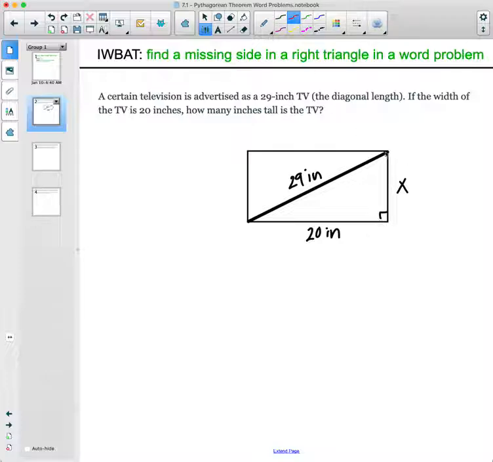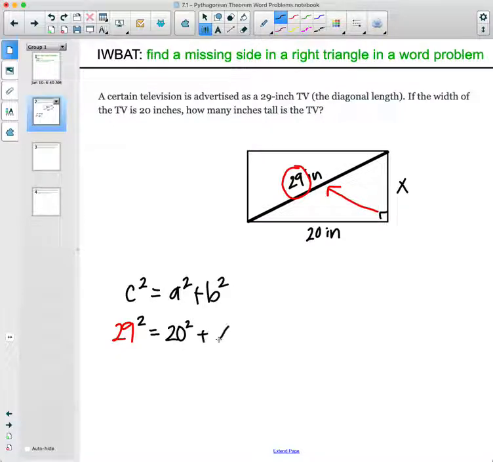So we've got a right triangle, so we are going to be using c squared equals a squared plus b squared, the Pythagorean theorem. Remembering that the c value is super important, across from the 90-degree angle is our c value. So 29 is going to go in for c. We have 29 squared equals, then the other two legs go in for a and b. It doesn't matter the order: 20 squared plus x squared. 29 times 29 is 841. 20 times 20 is 400.